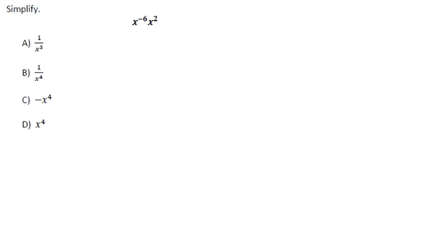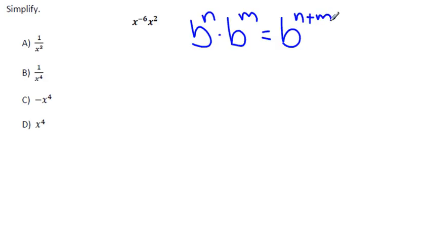This problem is asking us to simplify x to the negative 6 times x squared. And we see that we're asked to multiply them, so we're going to have to use our product rules for exponents. So the product rule says that if I have b to the n times b to the m, what do we do? We add their exponents. So we get b to the n plus m.